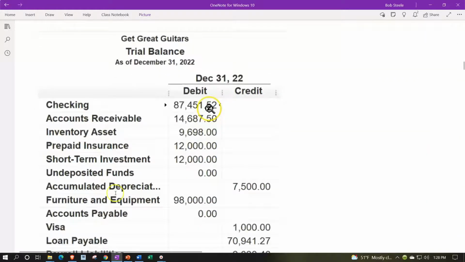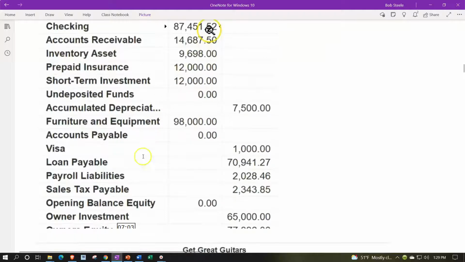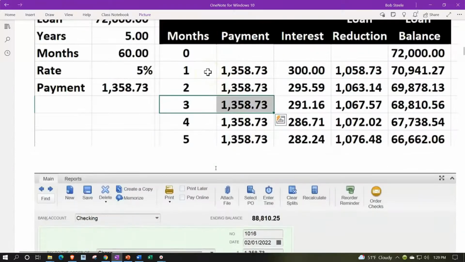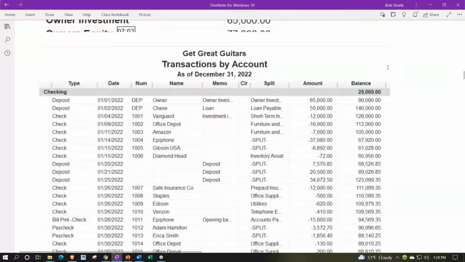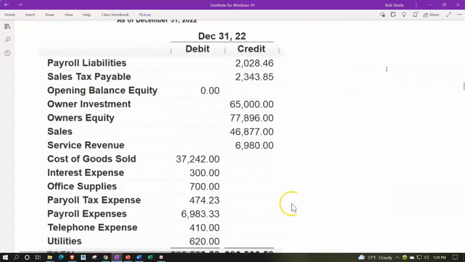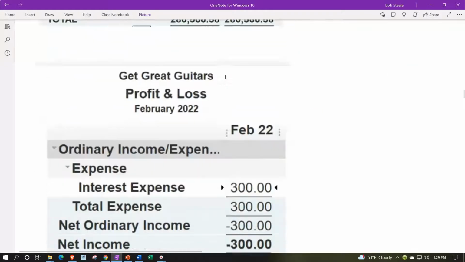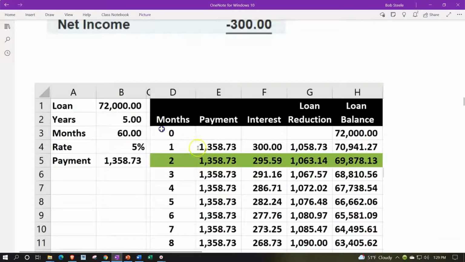If we then go to our trial balance, the checking account went down. The other side went to the loan payable, which is now at the $70,941.27. That should match what's on our amortization table, $70,941.27 after payment number one. And then if we scroll on down to the interest side of things, we've got our interest at the $300, which we can also see on the profit and loss. $300. Now we're going to do payment two.